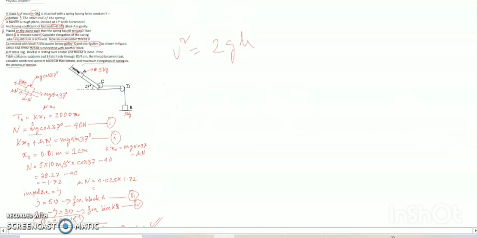My formula is T0 equal to kx0, because we know this formula, and N is equal to mg cos 37 degree minus 40 N. I have to use this formula because in the free body diagram you see the normal reaction here, mg cos 37 degree, mg here, and an extra 40 Newton is attached.